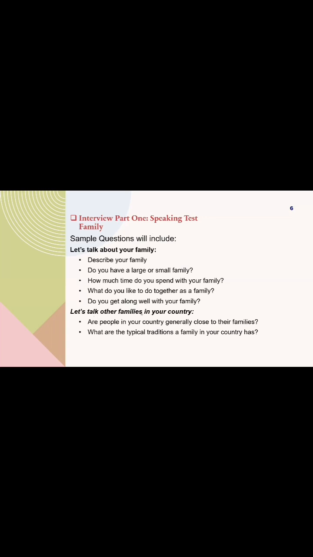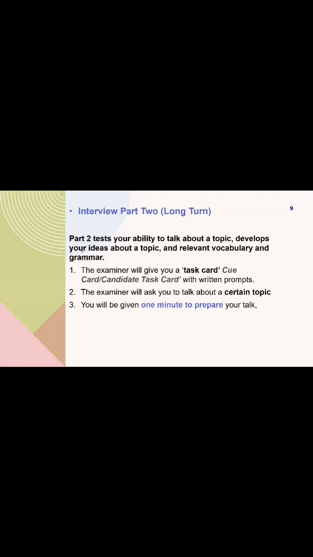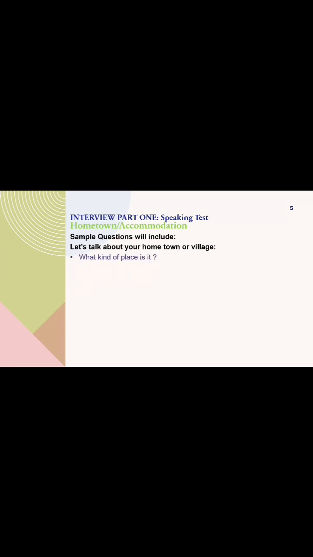Let's talk other families in your country. Are people in your country generally close to their families? Example, in the Arab world, people are very close together. That's not like the Occidental countries. What are the typical traditions a family in your country has? These two questions can also be asked. They want to know about the range of your home or town or village.